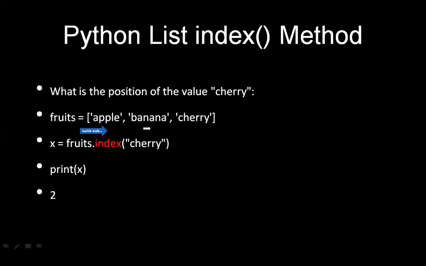Next, banana will have the index number 1. Then the cherry will have the index number 2. Since I have specified the index number of this particular cherry object, you will get the output 2 here. So that's why the index method is used to specify the position of any given element present in the list. This is all about the index method.